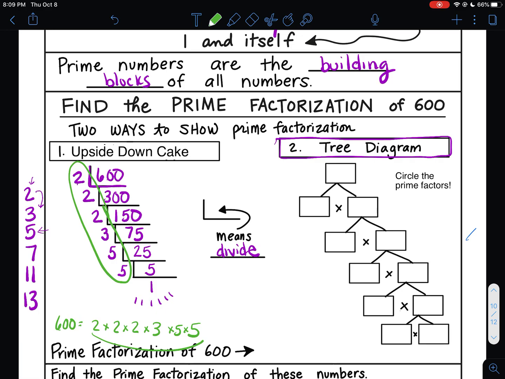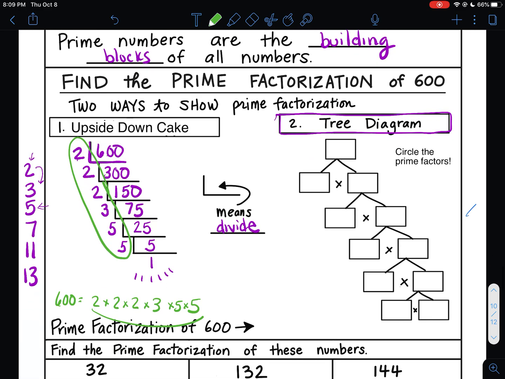So I want you to take a minute right now, and I actually want you to multiply 2 times 2 times 2 times 3 times 5 times 5, and make sure you get 600. So make sure I am correct. So go and take a minute to do that right now. Okay, so hopefully you did it and you got 600. I did it and I got 600. So we are good to go.